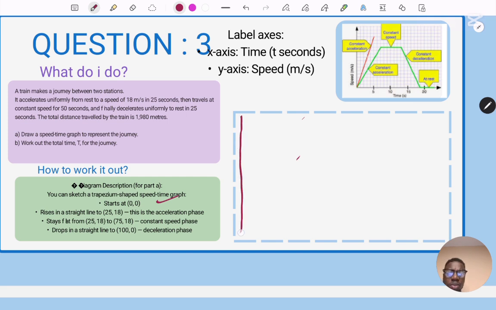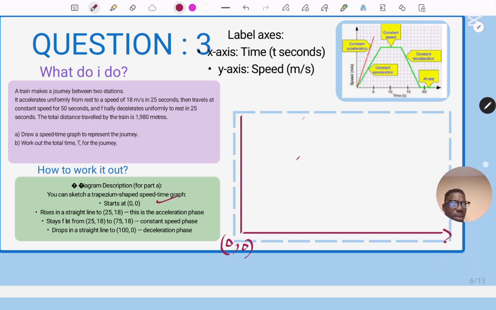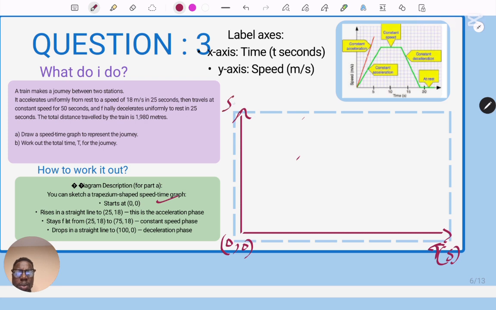So we draw the vertical axis. We also draw our horizontal axis here. This is 0,0, in which the horizontal axis is the time in seconds, and the vertical axis is our speed in meters per second, and we are starting from 0,0, so we fulfill the first step here.